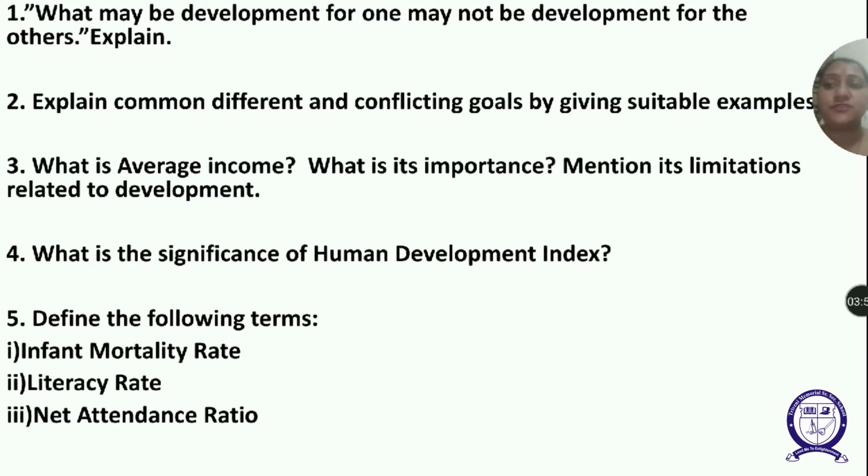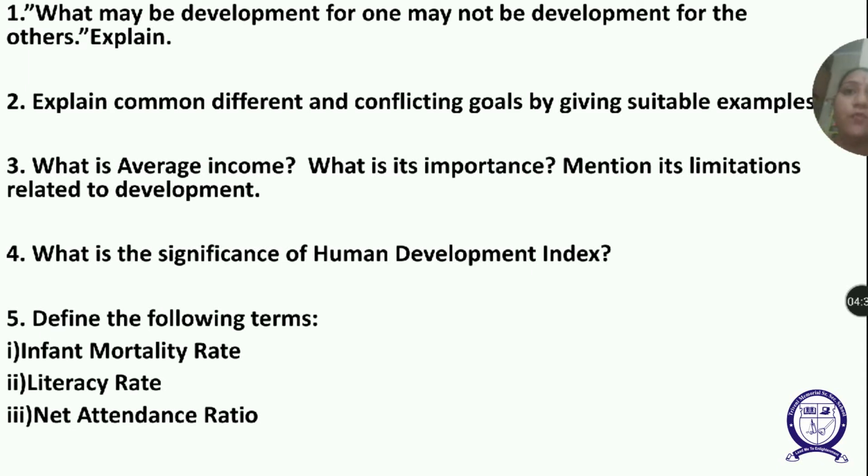Our next question is, what is average income? What is its importance? Mention limitations related to development. So what is meant by average income? Average income or per capita income, which is the same thing, is the total income of a country divided by its total population. It is an important indicator of economic development of the country. It is the income per head of the population per year. So this is the average income.